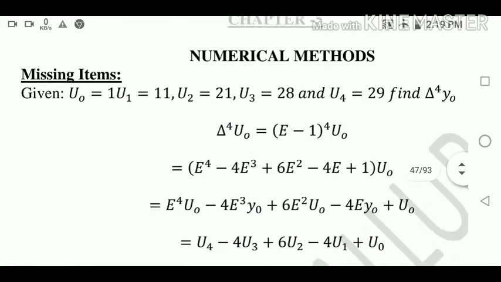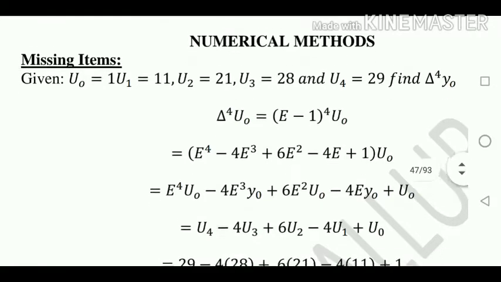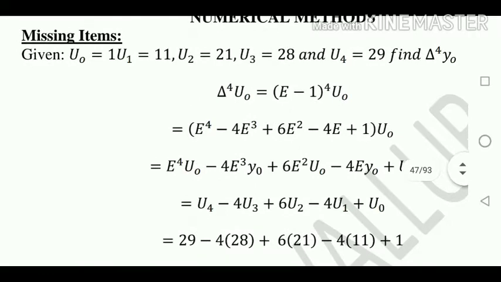Here it is given that u0 equal to 1, u1 equal to 11, u2 equal to 21, u3 equal to 28 and u4 equal to 29. Find delta⁴ u0. Here there is a formula: delta⁴ u0 equals (E minus 1) whole power 4 u0. Here (E minus 1) whole power 4 is equal to E⁴ minus 4E³ plus 6E² minus 4E plus 1, into u0.